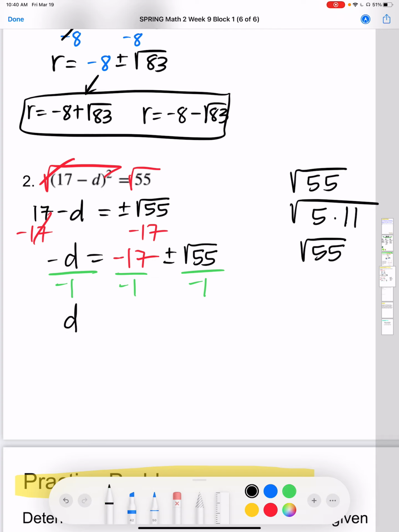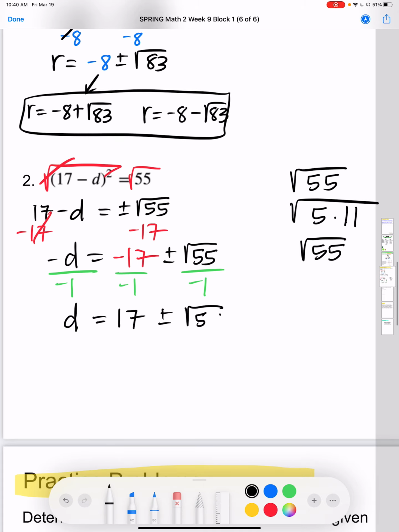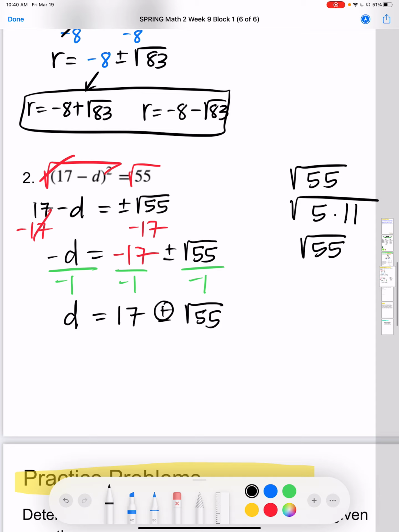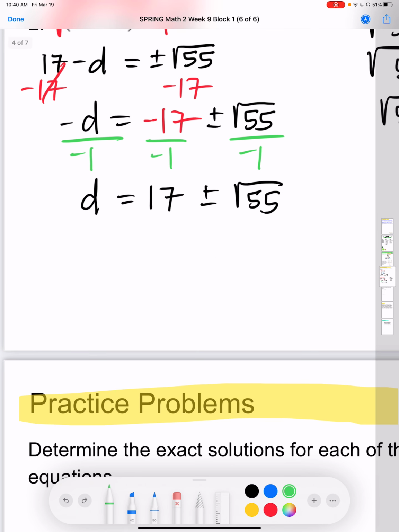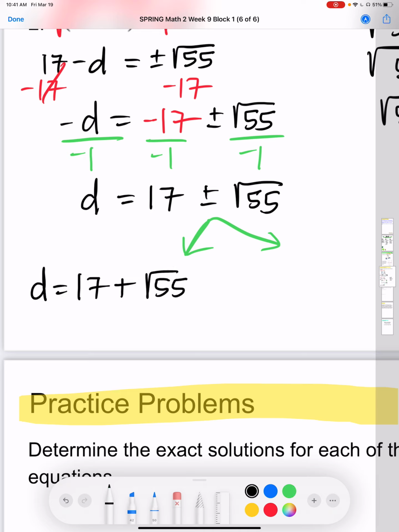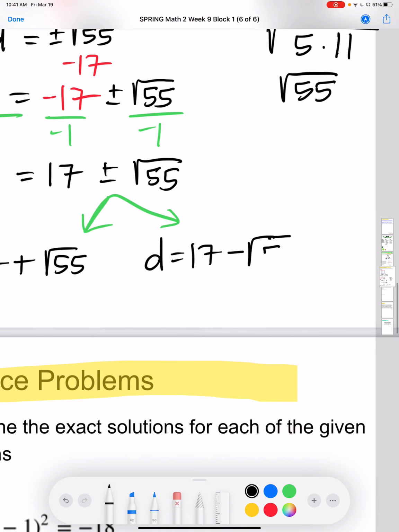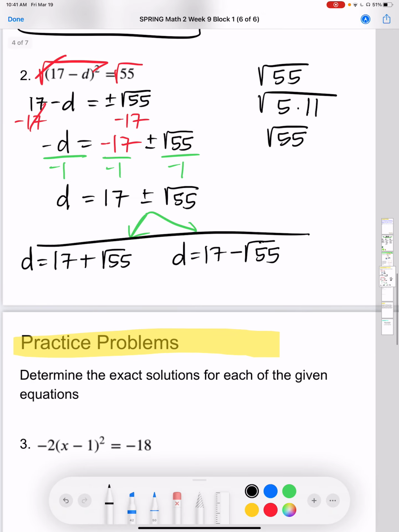So I'm left with d is equal to, everything changes signs. So my d is now positive, 17 is now positive, and the plus or minus in the middle actually stays as a plus or minus because that positive turned to a negative and then the negative turned to a positive. So you're still going to have a plus or minus in the middle. From here, I'm just going to write it as two separate solutions. So separate it out. I'm going to have d equals 17 plus the square root of 55, and d equals 17 minus the square root of 55. And those are my solutions.